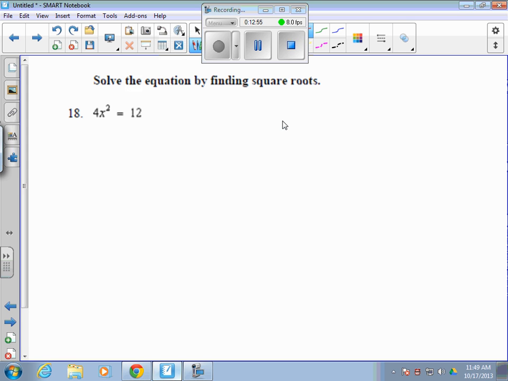Solve this by finding the square. First thing you want to do is undo multiply by 4 by dividing by it. X squared equals 3. Get rid of squaring something by taking the square root of it. X equals plus or minus the square root of 3.